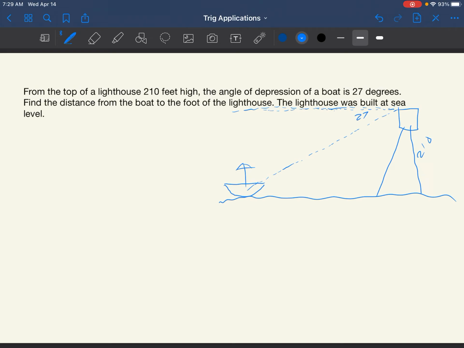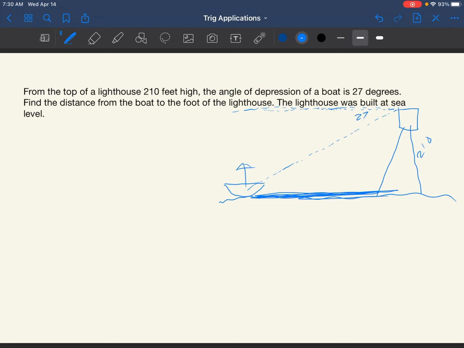27 degrees. We need to find the distance from the boat to the foot of the lighthouse. The foot of the lighthouse, that's the bottom of the lighthouse. So I have to find the distance from the boat to the bottom of the lighthouse. So I have to find this distance right here, from the boat to the foot of the lighthouse.